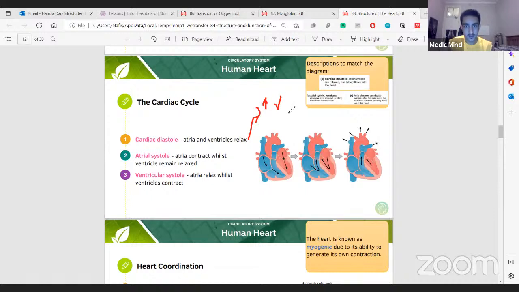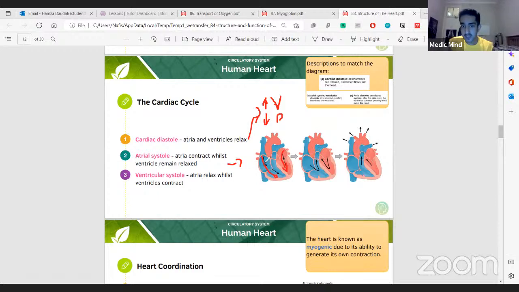This is A-level content. So diastole increases volume. And when you increase volume, by default, what are you doing? Decreasing pressure. So relaxation of the atria and ventricles increases the volume and decreases the pressure. This pulls blood in from your vena cava and your pulmonary vein into the atria and the ventricles. That's diastole.